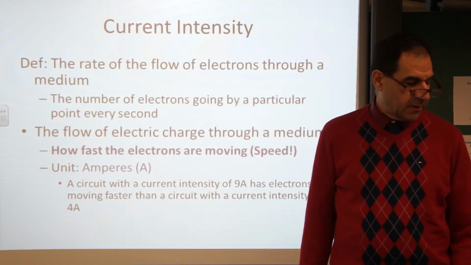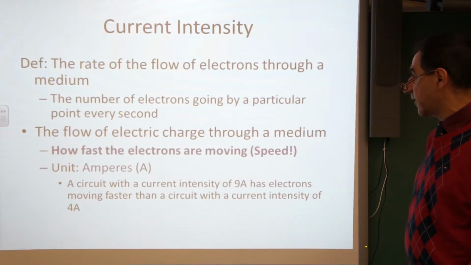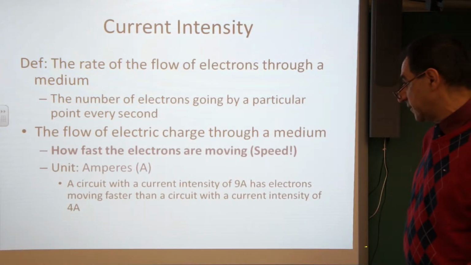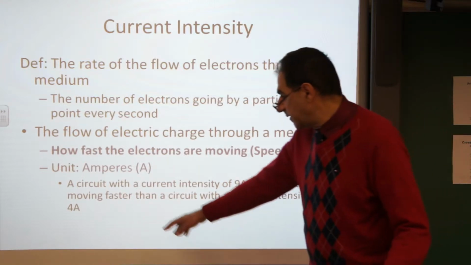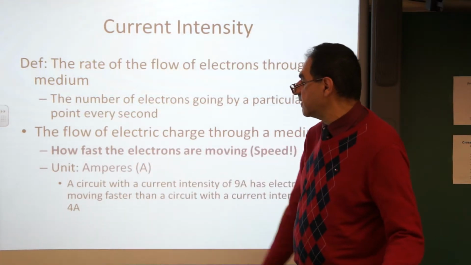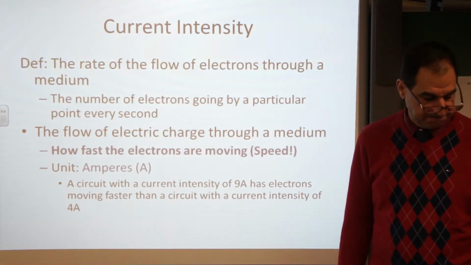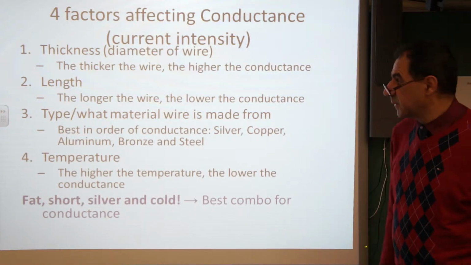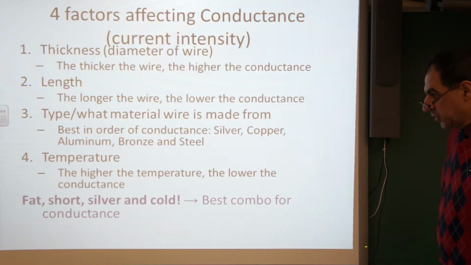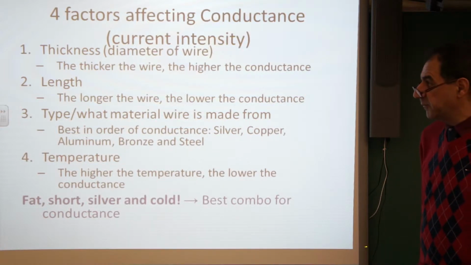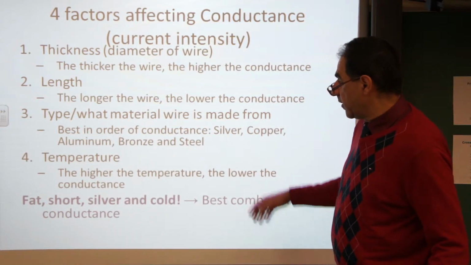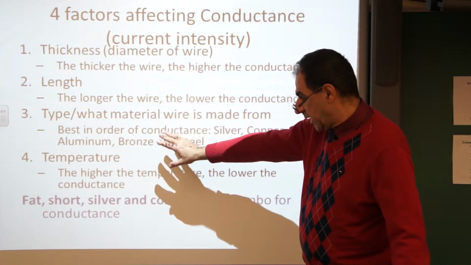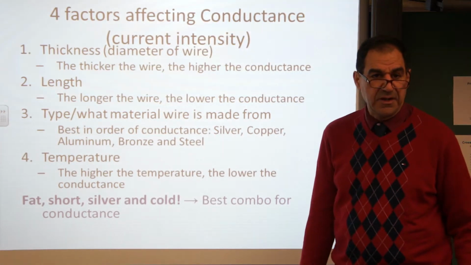Current intensity is the rate of flow of electrons through a medium, and it is the number of electrons going by a particular point every second. The unit of measure of current intensity is amperes, or amps. Four factors affecting conductance. What we need to remember: short, fat, cold, and copper. If the wire is fat, short, usually made out of copper, and at a cold temperature, conductivity will be increased.